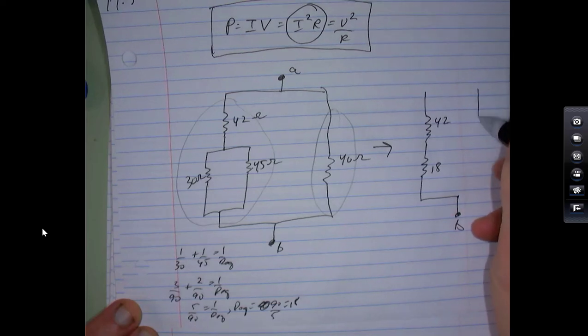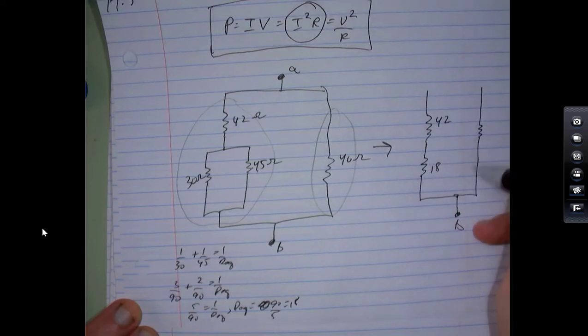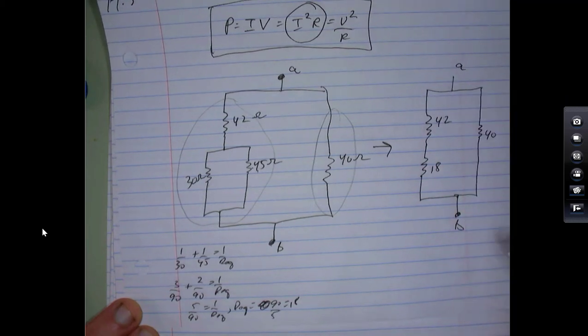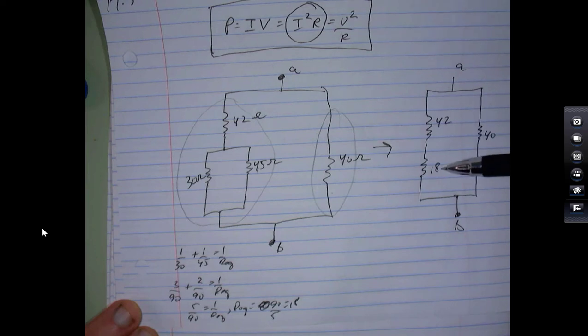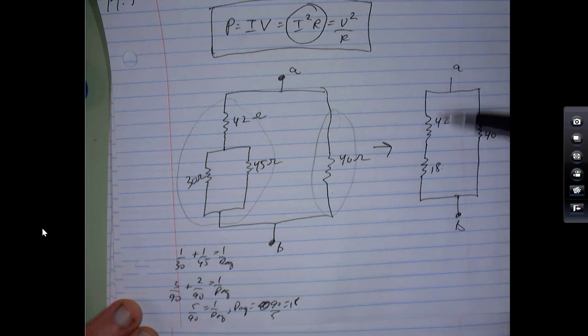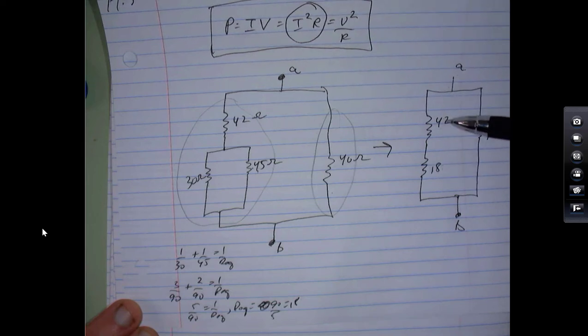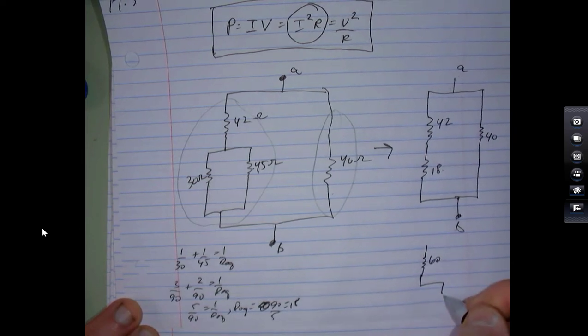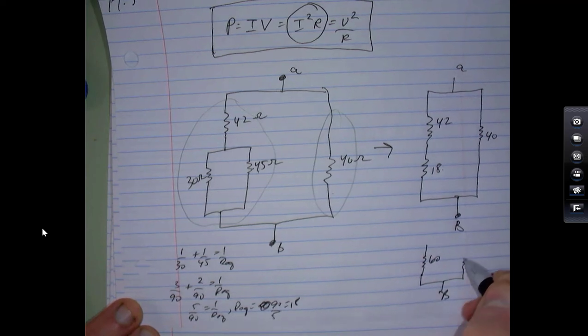And then over on this branch, I have a 40. And this is back to being A. So I reduce this to this. And now you know this, there's a 42 and an 18 in series. So to replace the 42 and the 18 in series, you can just add them together. So 42 plus 18 will give you 60. And then here's point B again. And then you got 40 over here.